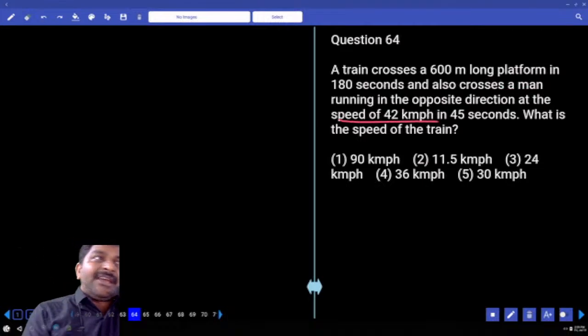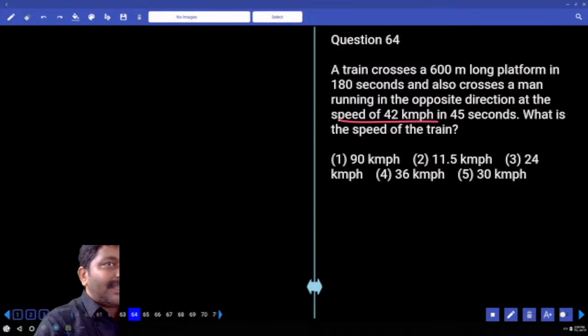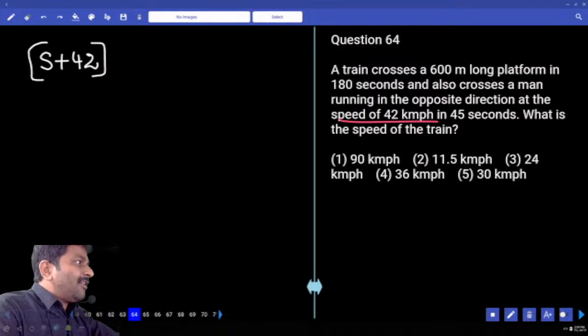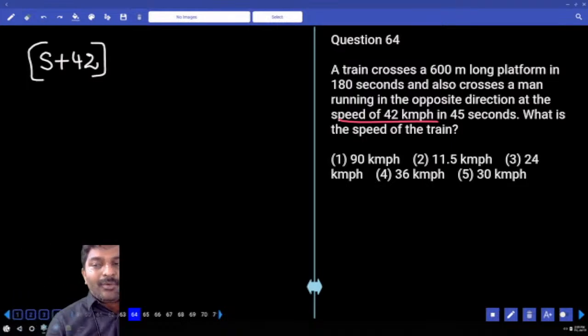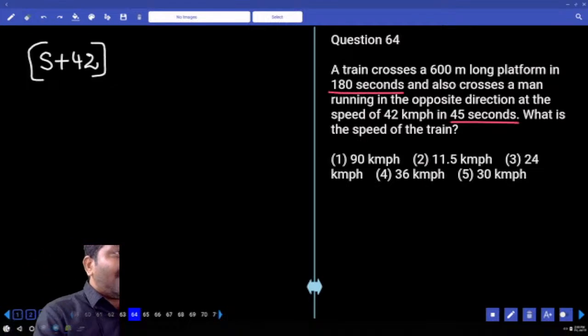Now, in second case, both train and person are moving in opposite directions. So, you should go for relative speed. S1 plus S2. We don't know train speed, let it be S. Man speed, both are in kilometer per hour. Even in your answer also, options are in kilometer per hour, correct? But the time in second case and time in first case are both mentioned in seconds. So we have to convert kilometer per hour to meter per second, into 5 by 18.